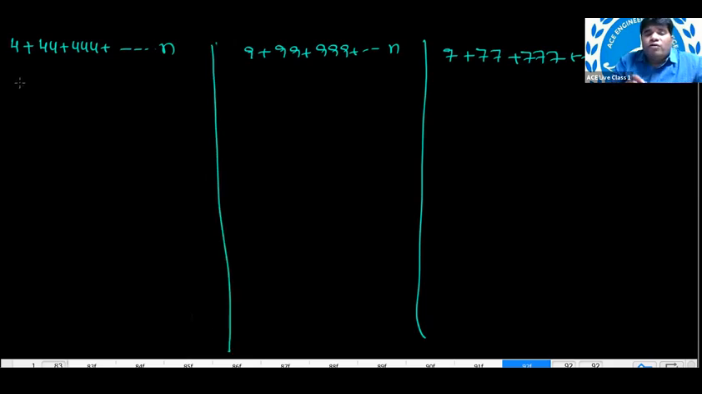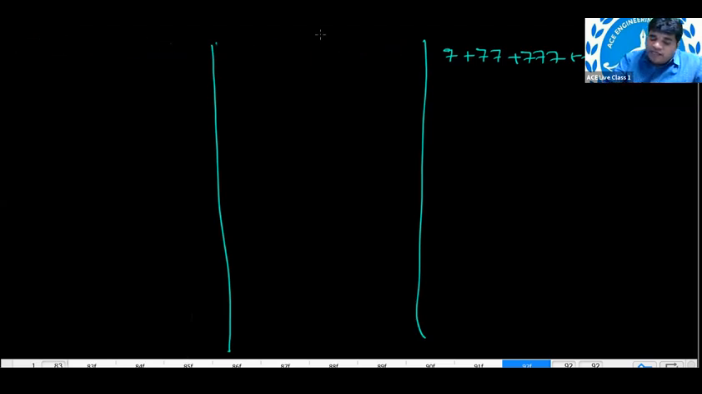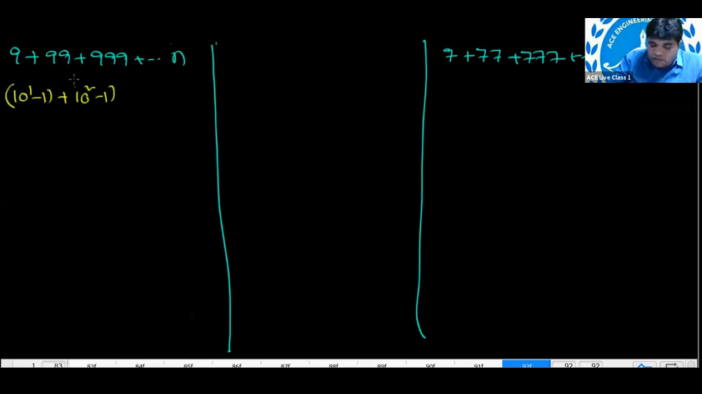First, 4, 44 is directly impossible. We compulsorily need nines; we have to finish in nines. After that, anything is easy. That's why we are calculating nines first. 9 plus 99 plus 999 up to n terms. How to write 9 in terms of 10? 10 minus 1, 10 square minus 1, up to 10 power n minus 1.